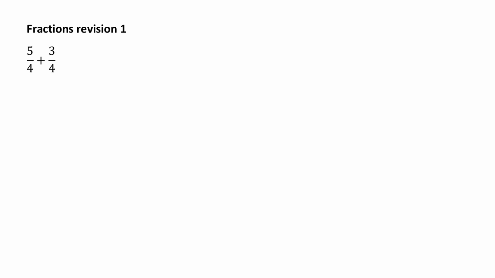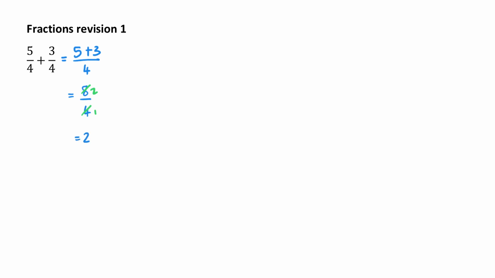So here in my first example, I've got 5 quarters plus 3 quarters. Now, you'll know from many years ago that the way you work this out is you'll say 5 plus 3 quarters, and so that gives you 8 quarters, and 8 quarters you can divide top and bottom by dividing each by the same factor, which is 4. And so you get an answer of 2 over 1, which is 2.